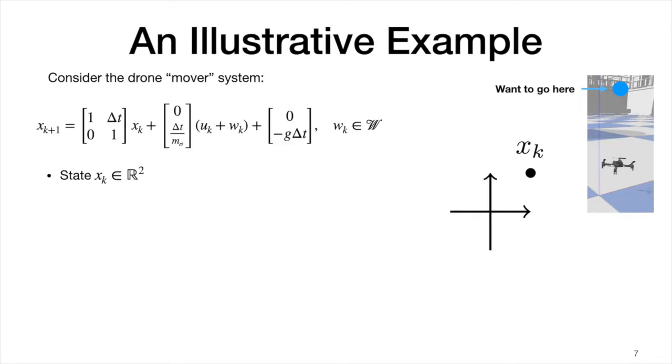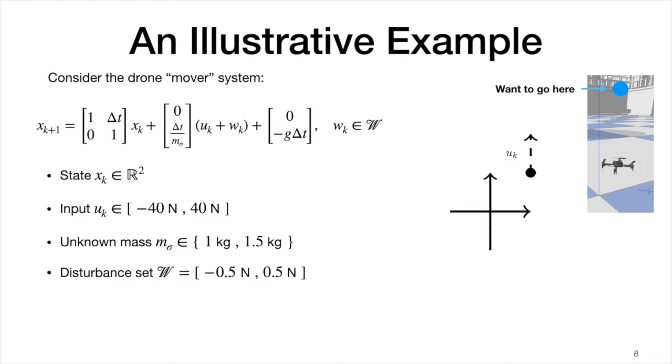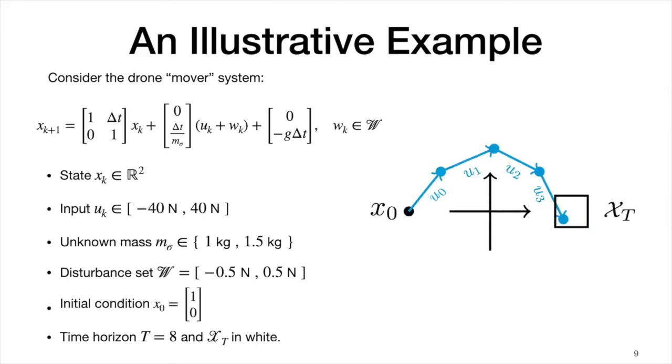We will consider the drone mover system, which is defined as follows. The state is the position and velocity of a drone in the altitude direction. The control input is a thrust force in the altitude direction, and the noise to the system is a small deviation in that thrust. The unknown model parameter is the mass of the drone. Think of this as the weight of the package that the drone is carrying. The system starts with 0 velocity at a height of 1 meter above the ground, and its goal is to steer this drone and its package to a height somewhere between 2 and 3 meters.